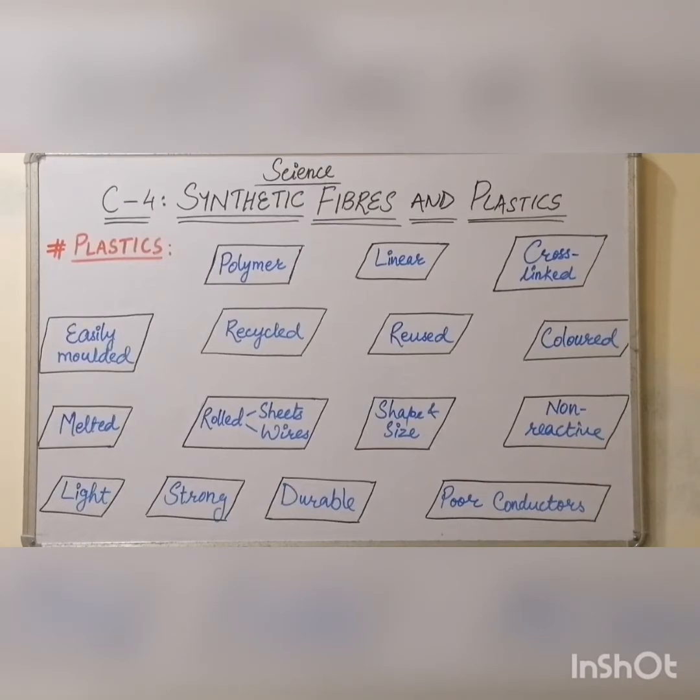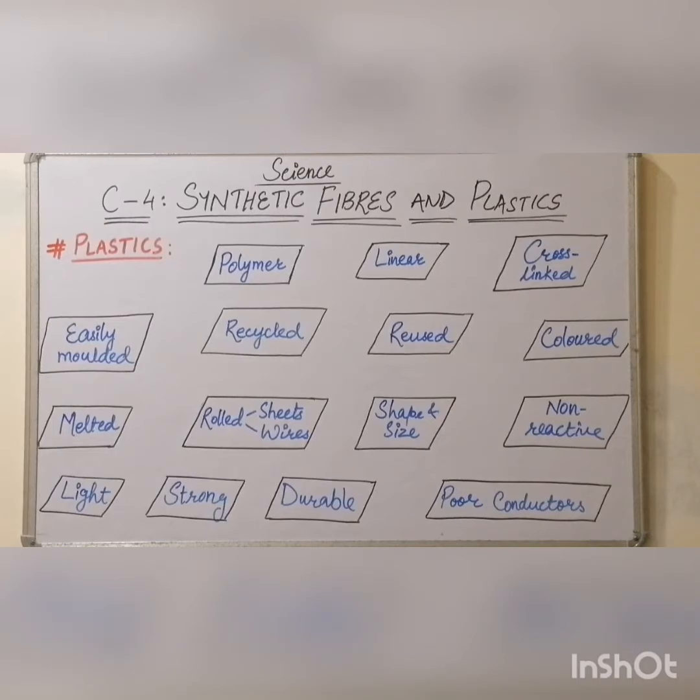Plastics, as they are nowadays readily available, we all know that they can be easily molded into different shapes and sizes. They could be recycled, reused, they could be colored. Obviously, there are plastic articles which are available in many colors. Then they could be melted. Yes, plastics could be melted. If we keep the plastic bottle near some heat or near your gas stove, it gets melted. Then plastic can be rolled into sheets and wires. Of course, the plastic sheets are also available.